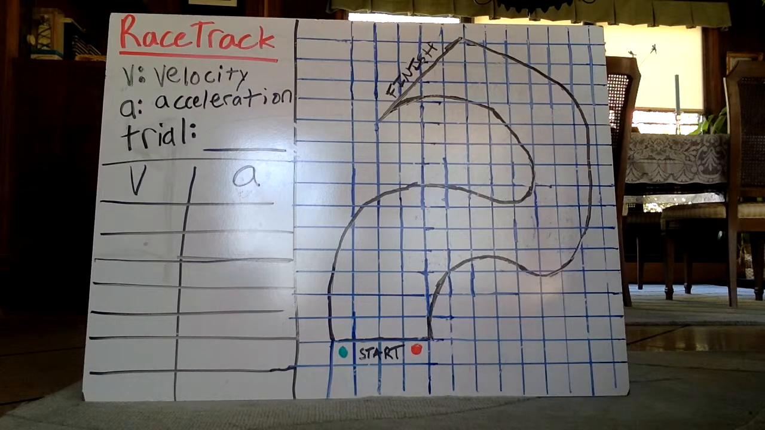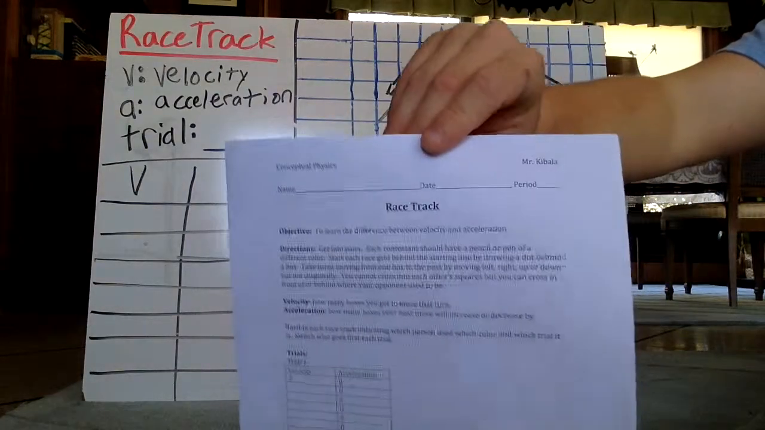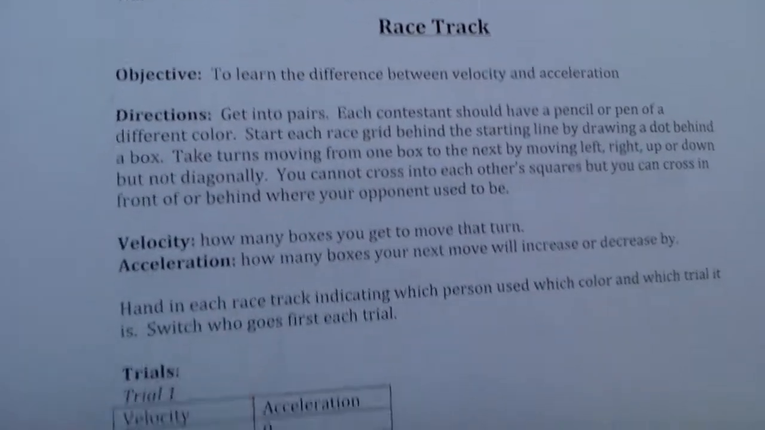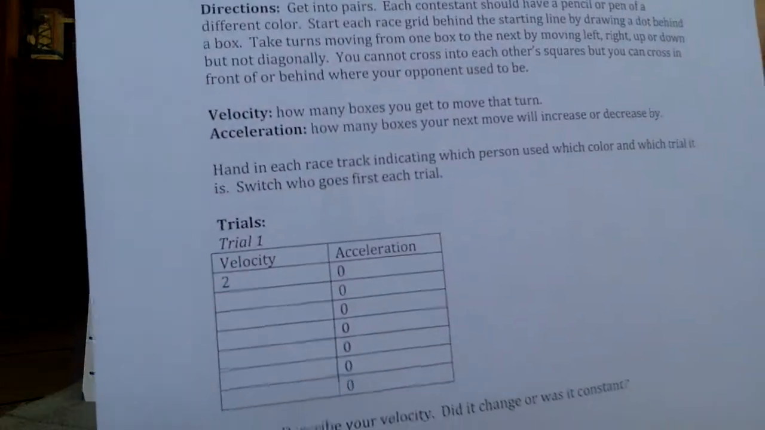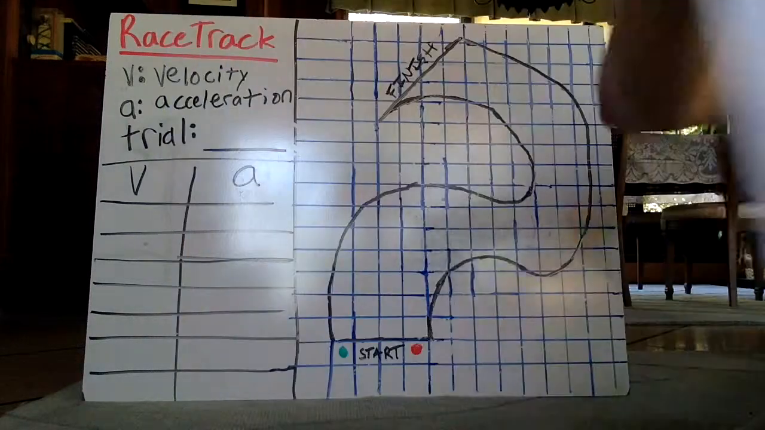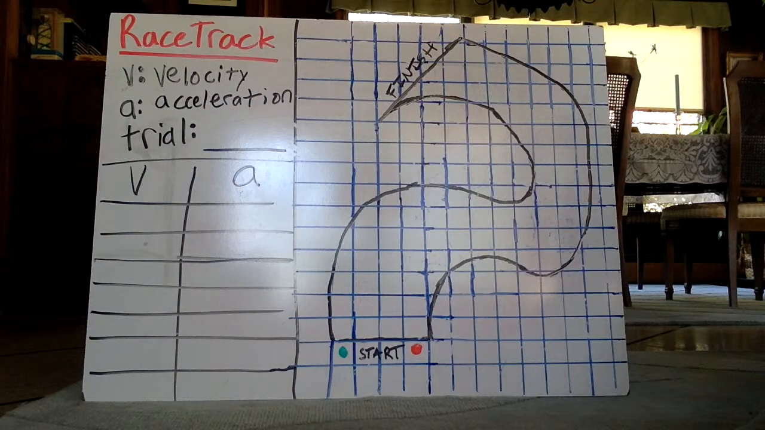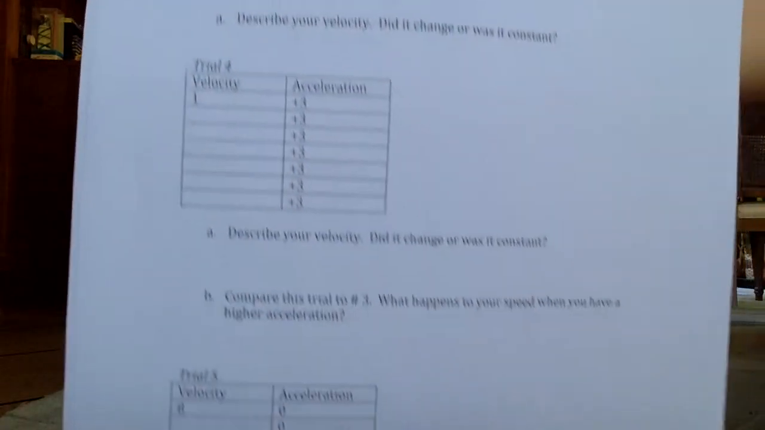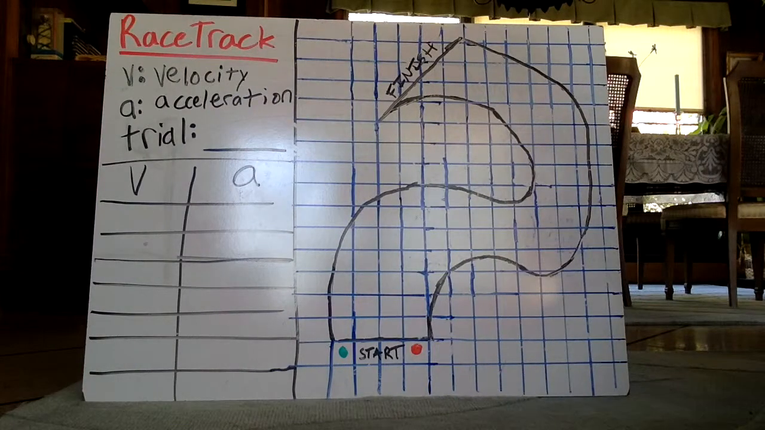You have a sheet which has the directions that I'm going to give you right now. See objective, directions, velocity, acceleration, and as you can see right here, it starts trials. There's trial 1, trial 2, and if you flip over the first page, there's trial 3, trial 4, trial 5, and it goes all the way up to trial 7. So you're going to do 7 races. Each trial is another race, and you'll have to choose another track for that race.